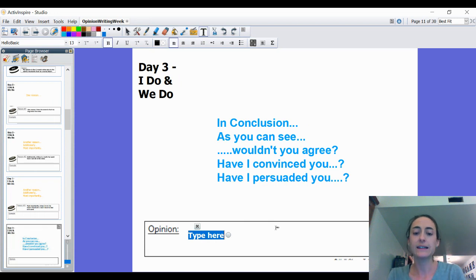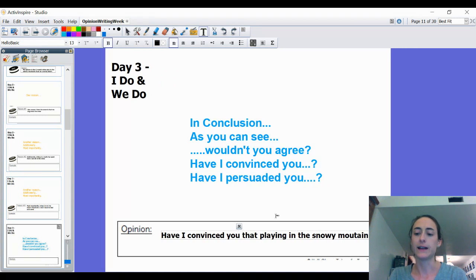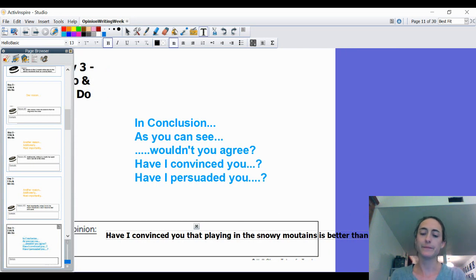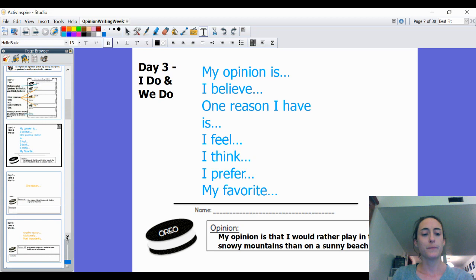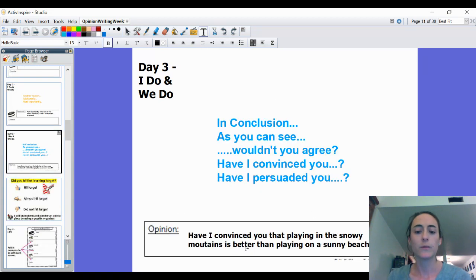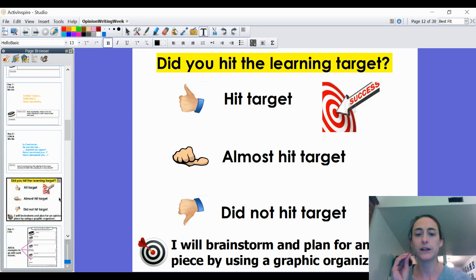And when I say my opinion at the end, I can say any of these sentence starters. I'm going to choose, have I convinced you that playing in the snowy mountains is better than playing on a sunny beach? And that's going to be the first part of my conclusion. I'm reminding them that my opinion is playing in the snowy mountains is better than playing on a sunny beach. So I'm saying my opinion again. It's the same thing that I said up here in my introduction, but I just made it sound a little different with a different type of question. Okay? So we're going to move on and think like, have we hit the learning target so far?